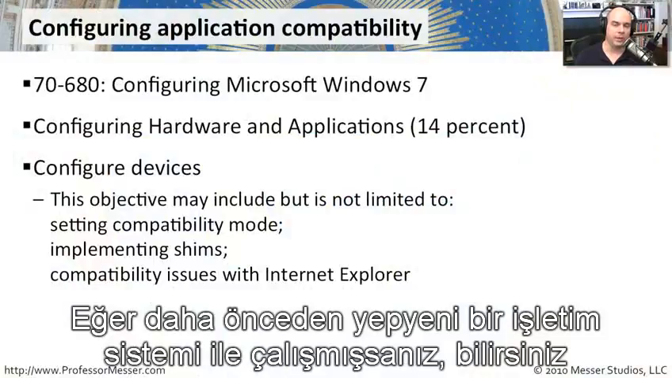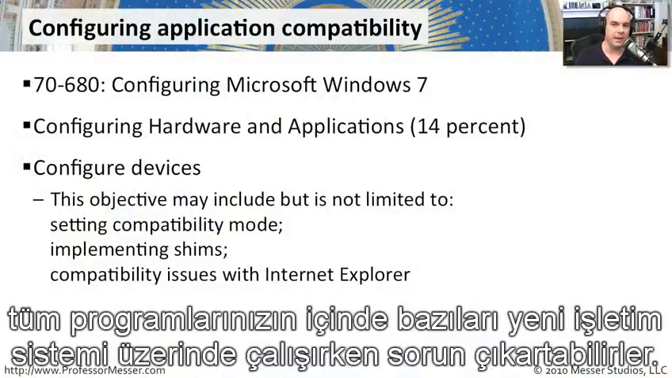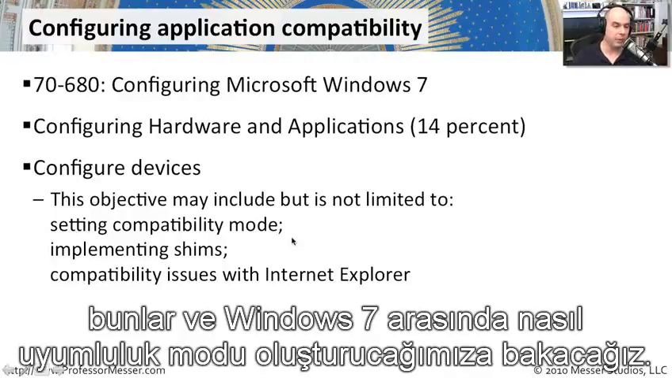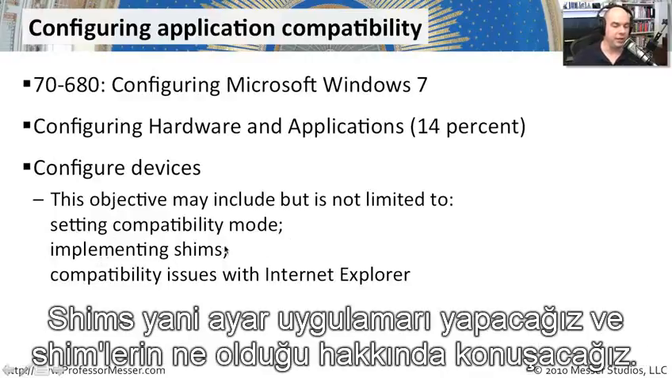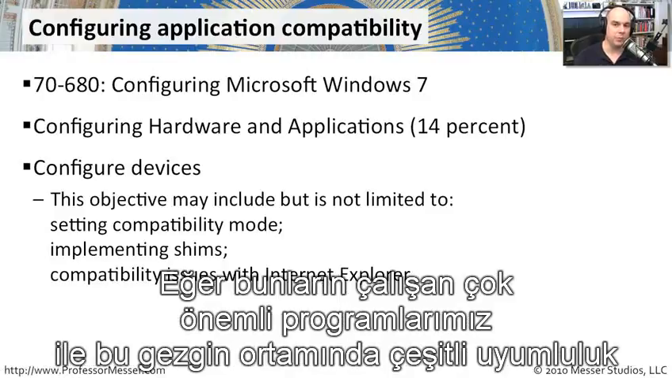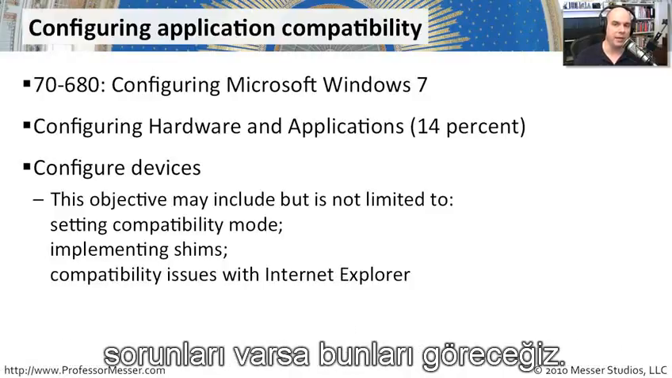If you've ever worked with an operating system that was brand new, you know that some of your old programs may have a problem sometimes running on that new operating system. So in this video module, we're going to look at how we can set compatibility mode within Windows 7. We can implement shims, and we'll talk about what shims are. We also want to see how we can look at Internet Explorer, the latest version, and see if there are compatibility problems with running some of our very important applications in that browser environment.